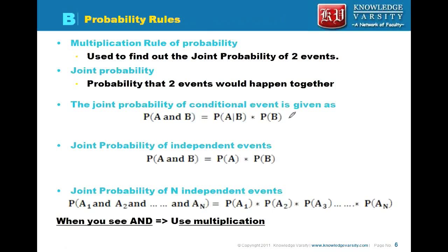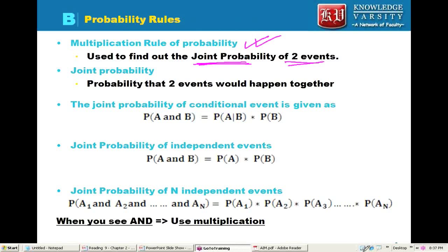Now let's see some of the rules of probabilities. One is the multiplication rule of probability. In the multiplication rule, we want to find out the joint probability of two events. Maybe we can try to see this through a problem. It will make sense if we try to understand this using a problem.